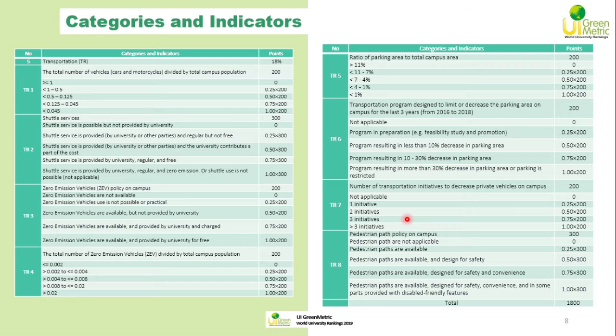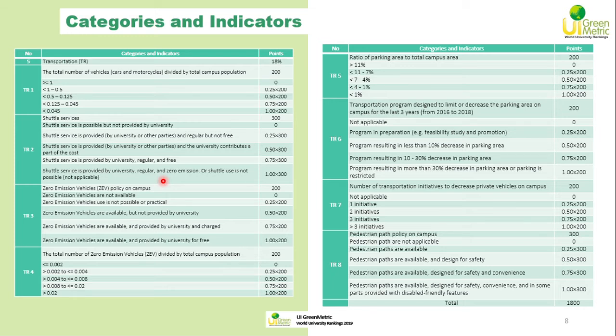For collective transportation, the requirement is that your campus needs to provide shuttle service that is regular and free, and that is criterion 2. Your campus provides shuttle service that is regular and free.